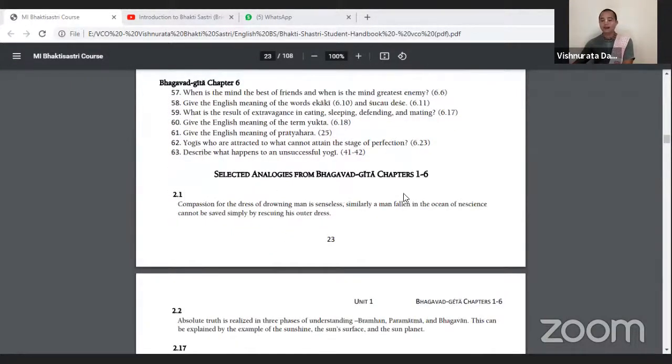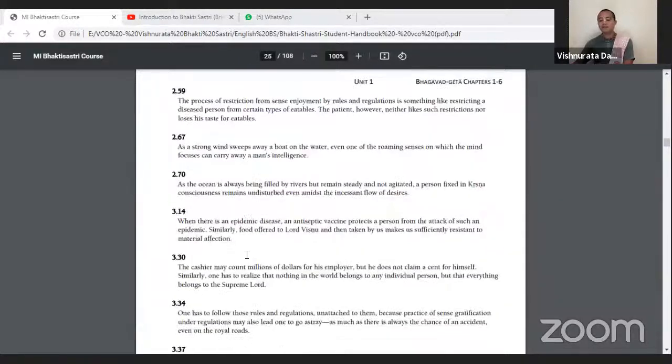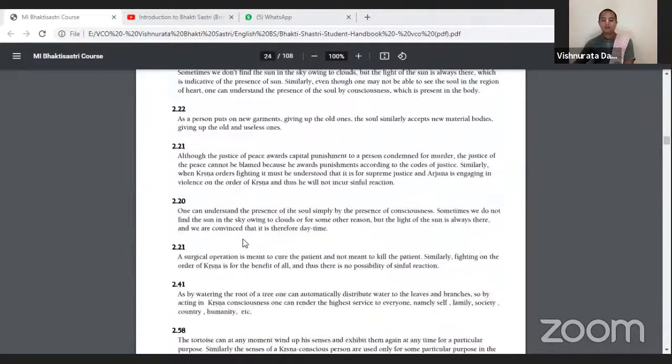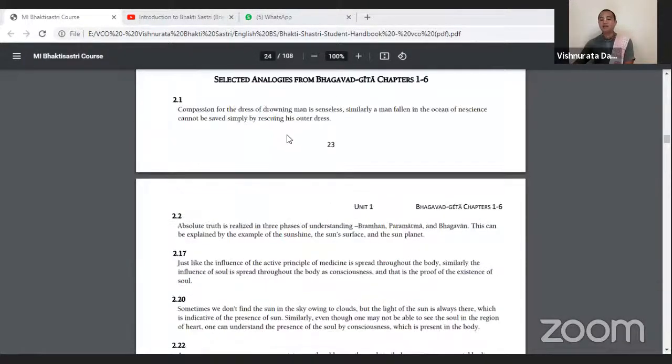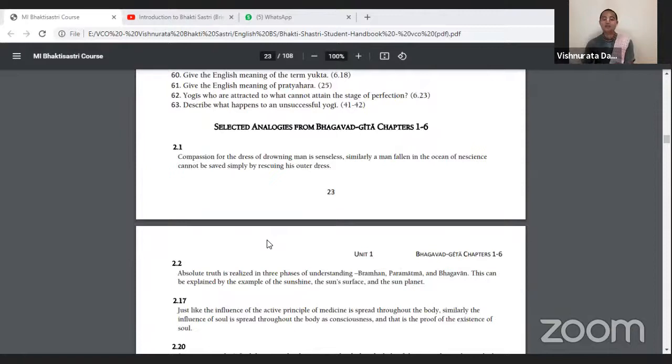And there are some analogies given here. Out of these analogies, maybe I'll take only 5. You don't have to memorize the analogies exactly as Srila Prabhupada mentioned them, but I will assess you on how you understand that analogy. That's the most important thing.